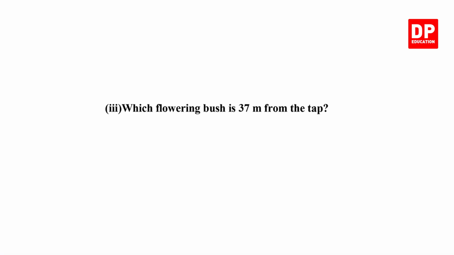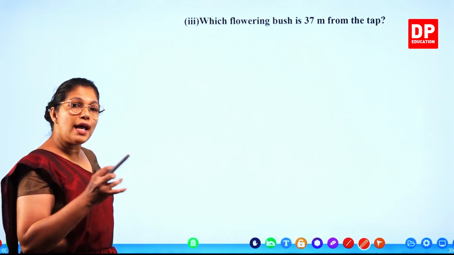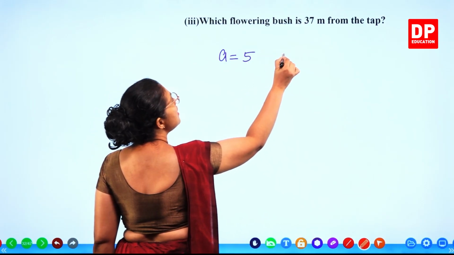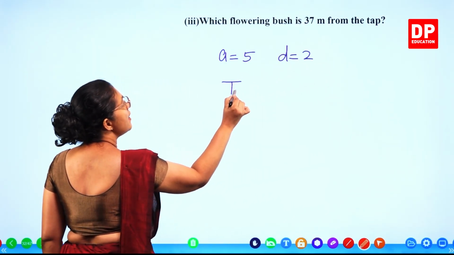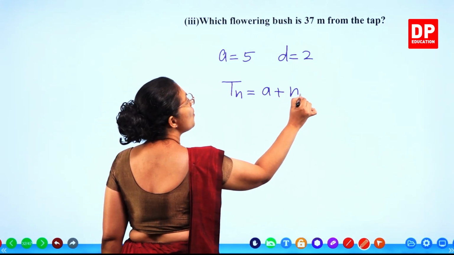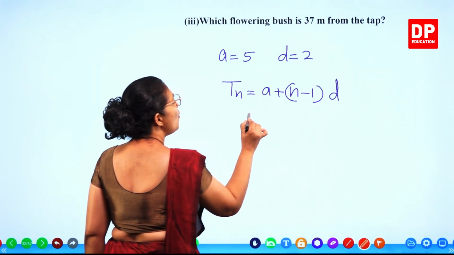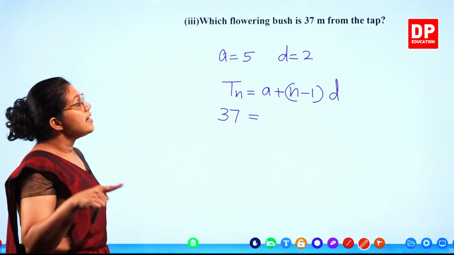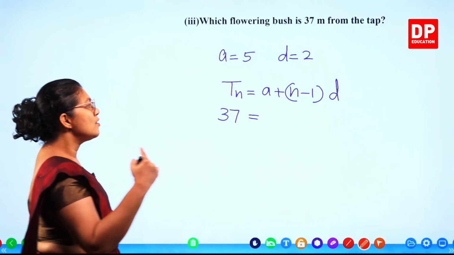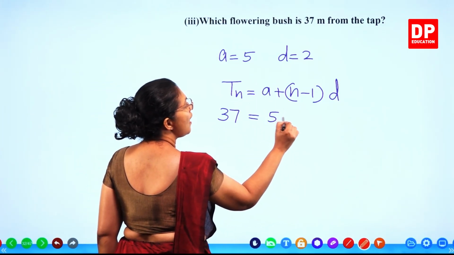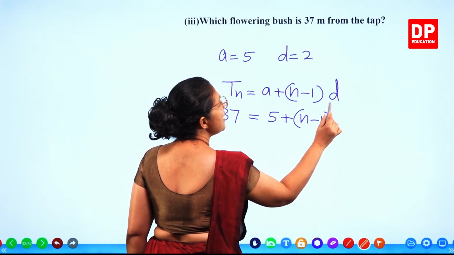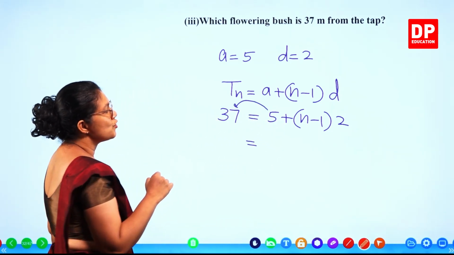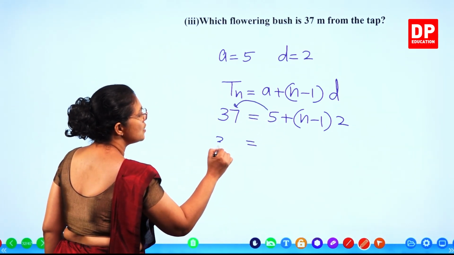Part 3. Which flowering bush is 37 meters from the tap? Now the nth term is given. You are asked to find n now. So we know a equals 5, d we found 2. So Tn is a plus (n minus 1)d. Now we need to find out the distance from tap to any nth bush is 37. So you need to find n. a equals 5, n is the unknown variable there. d equals 2. Simplify first. You can take 5 to this side. 37 minus 5, you get 32.